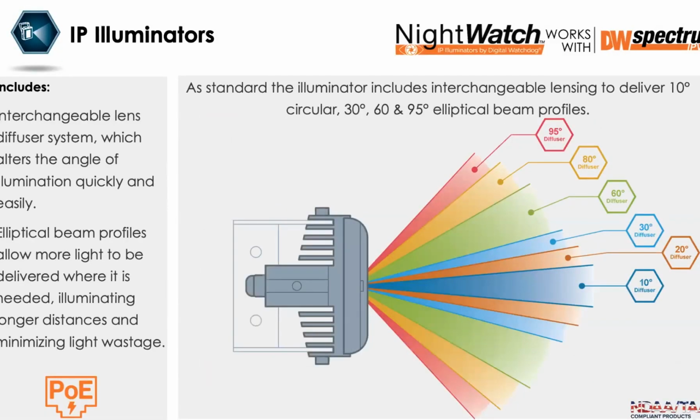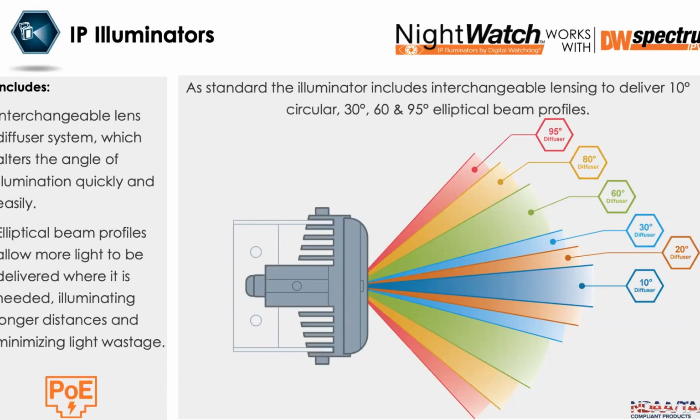All right. So going forward here, we're going to talk about that lens pack a little bit. And these are standard, the interchangeable lens pack on all the NightWatch illuminators. And so you can adjust these with the different diffusers. So you can make it a long, narrow 10 degree all the way up to a 95 degree diffuser onboard for a wide beam profile out there.